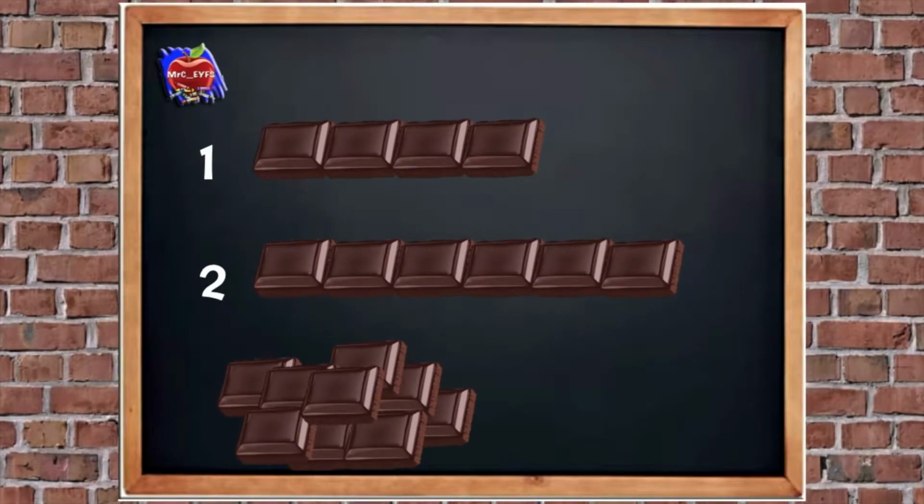Right, so I've got 2 chocolate bars, but I want to know which one's got more, number 1 or number 2. And how do you know that? Okay, yeah, so we can count. So let's do number 1 first. We've got 1, 2, 3, 4 pieces of chocolate. And number 2 has got 1, 2, 3, 4, 5, 6 pieces of chocolate. Excellent. So number 2 has got more.